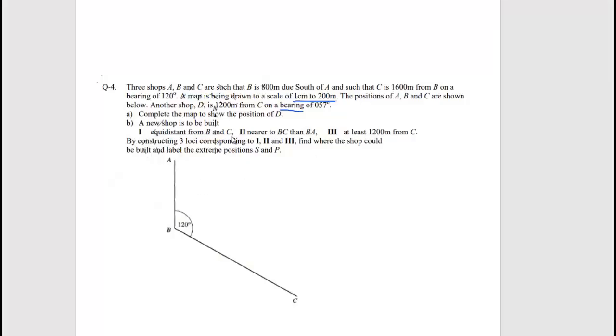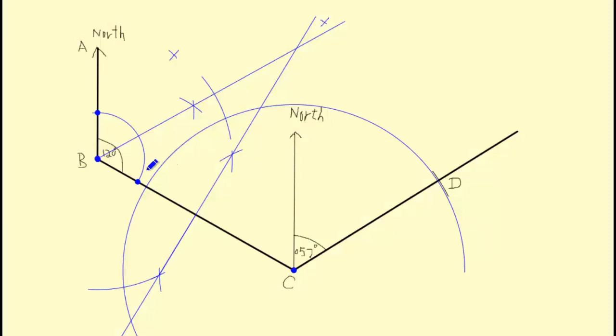So by joining all these three pieces of information, by constructing three loci corresponding to 1, 2 and 3, find where the shop could be built and label the extreme positions S and P. So according to all these three pieces of information, the shop can be on this perpendicular bisector. It should be on the right side of the angle bisector, that is downward to this angle bisector line, and it should be above the circle or on the circle. It should fulfill all these three conditions. So can you guess where these 2 points would be?